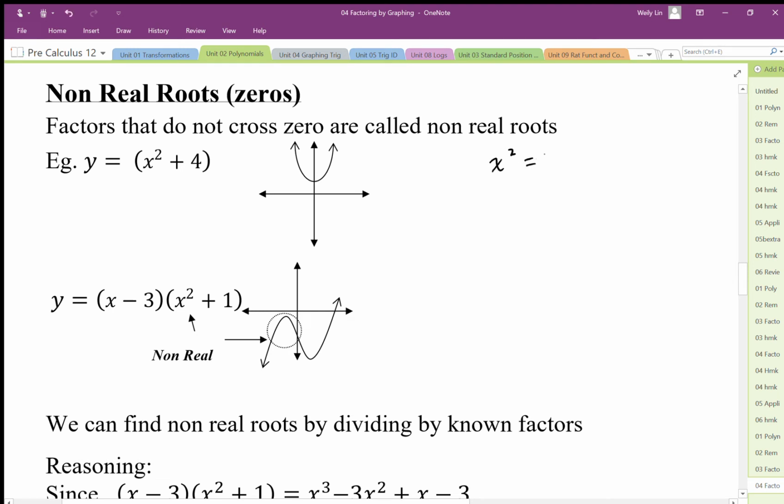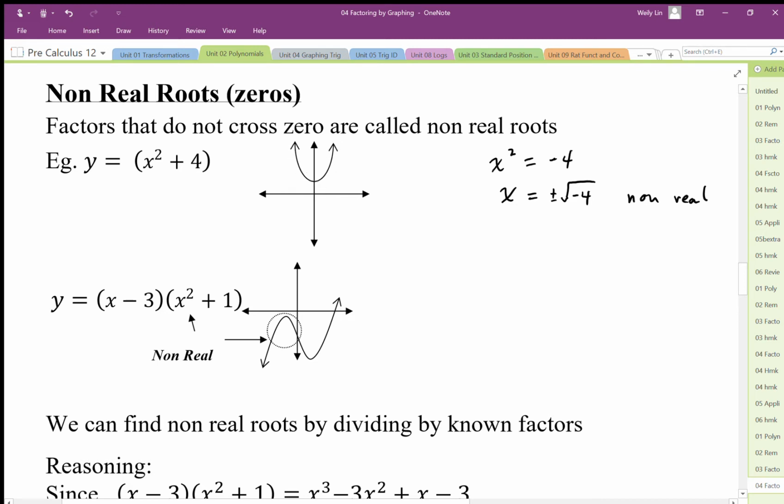If I solve this for x, I have to put the minus 4 on that side. Square rooting this, I end up with the square root of negative 4. Well, this is what we call a non-real solution. This is an imaginary number, or not a real number. So these non-real numbers occur when we have the discriminant less than 0, so we're square rooting a negative, and we end up not crossing the x-axis.